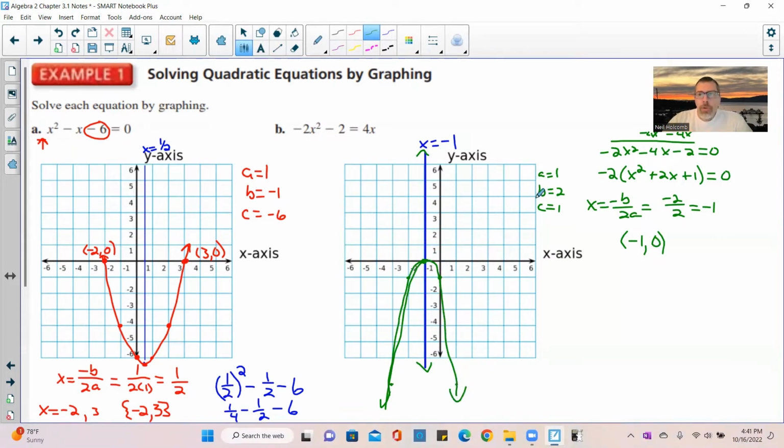All right, so my y-intercept is -1. I'm sorry, my y-intercept is -1 right here. And my vertex is the point -1, comma 0. There's only one solution to this problem, so my answer is x equals -1.